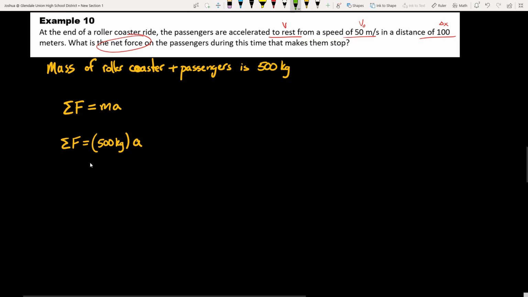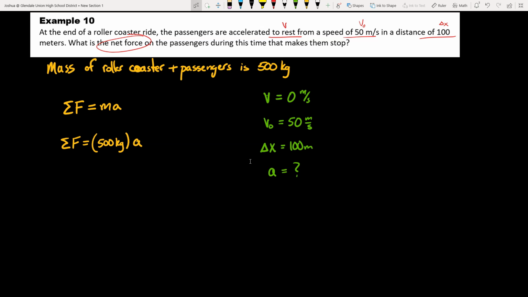So let's figure out and write down all the kinematic expressions that we know. So we have final velocity is 0, initial velocity was 50, 100 meter displacement, and we're finding acceleration. So which kinematic equation can we pick? Go ahead and pause your screen and figure it out now. All right. So what would it be? It would be, there's the equation that we're going to use.